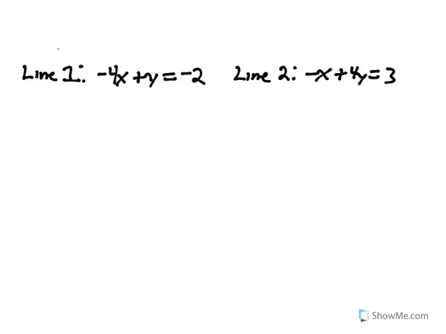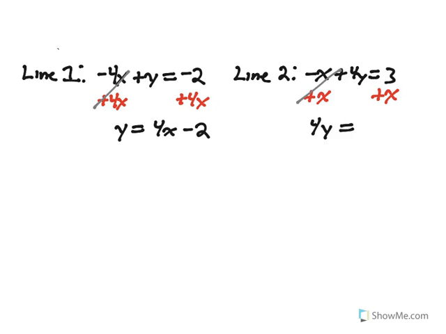Okay, so we're going to have to solve both of these for y. So we're going to do a little algebra. We're going to bring the 4x over to this side so that it cancels, and then you're just left with y equals 4x minus 2. All right, that was pretty easy to do. That's one of them. The other equation is we're going to add x to both sides. Again, we want these to cancel, and then you're just left with 4y equals x plus 3.